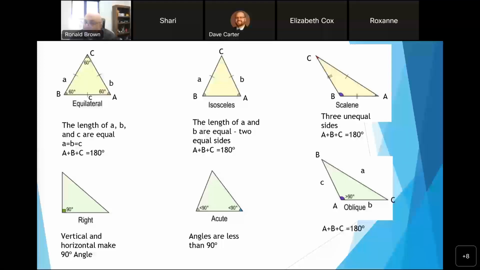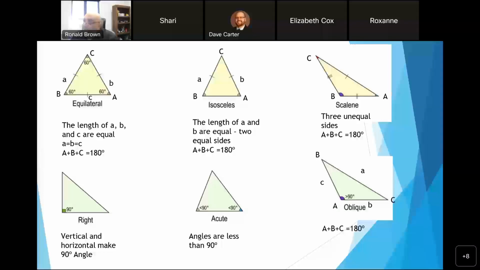On a right triangle, the vertical and horizontal sides comprise a 90-degree angle. For an acute triangle, all the angles are less than 90 degrees. However, they will add up to 180 degrees total. And an oblique triangle, you have one angle that's greater than 90 degrees, and the other two are less than 90 degrees, but they still add up to 180 degrees.